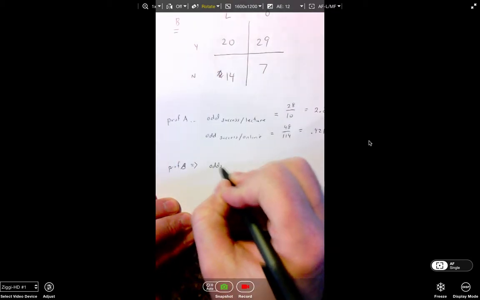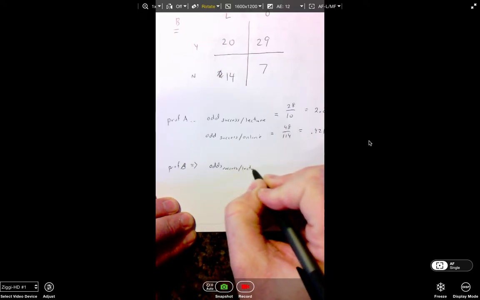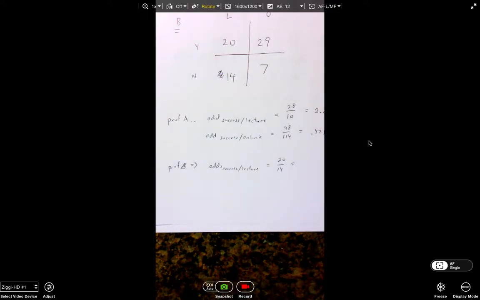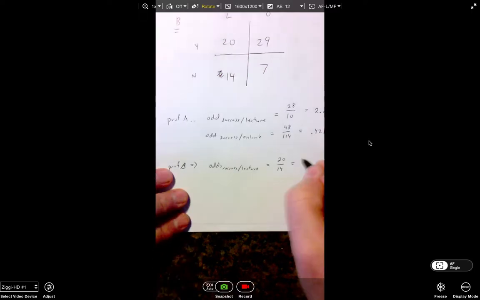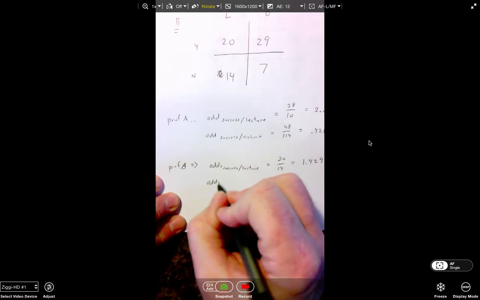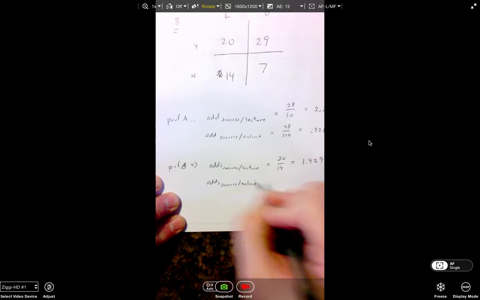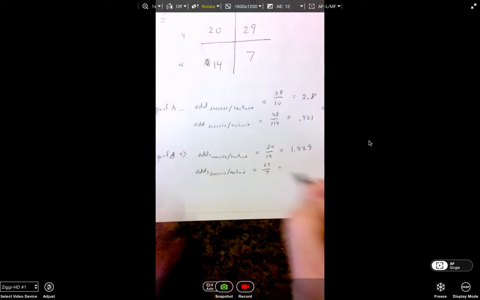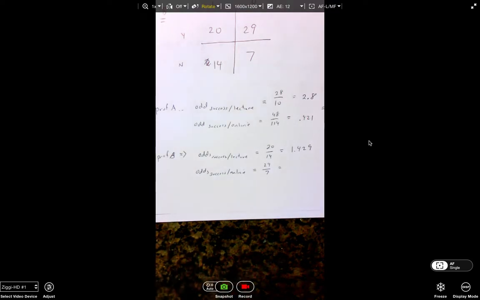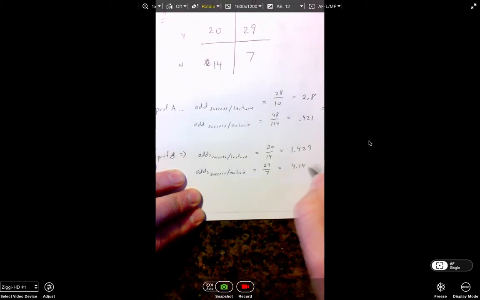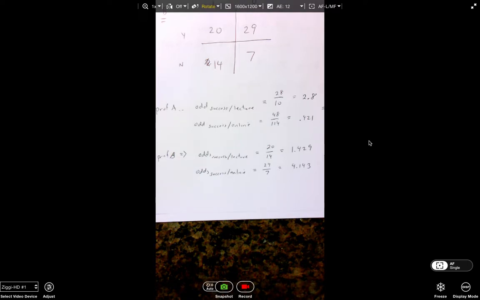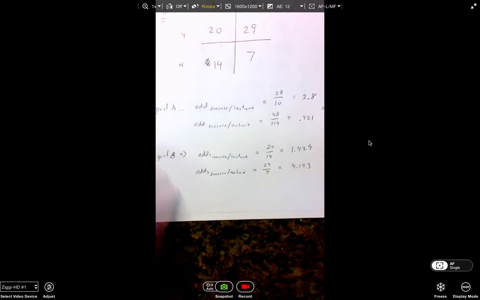So the odds of success for lecture are 20 to 14. That's 1.429. And then the odds of success for online are 29 to 7. That's 4.14. So 1.429 divided by 4.143 gives us 0.35. All right.